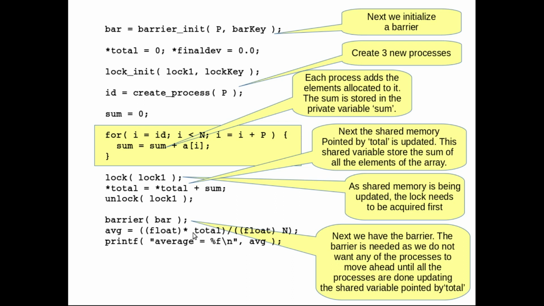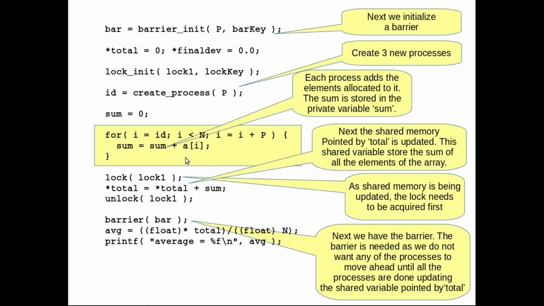because when it is calculating the average, this shared variable only has the sum of process 0. The sum of process 1, process 2 and process 3 has not yet been updated. So if we don't prevent process 0 from going ahead, process 0 will calculate a wrong value for the average. So we want that process 0 should not go ahead, and that's the reason that we have a barrier. After process 0 updates the shared variable, it will get stuck in this barrier and it will wait for the other 3 processes to arrive.